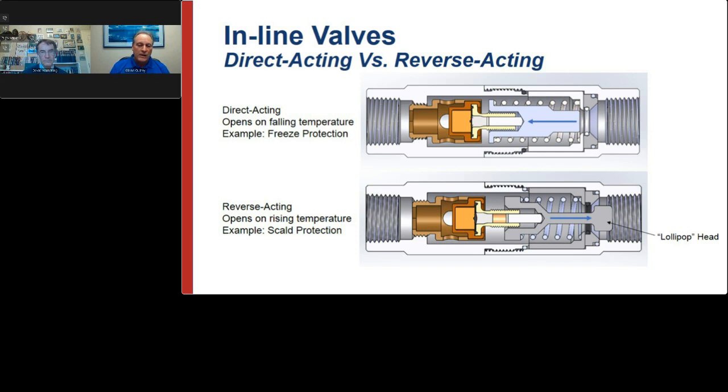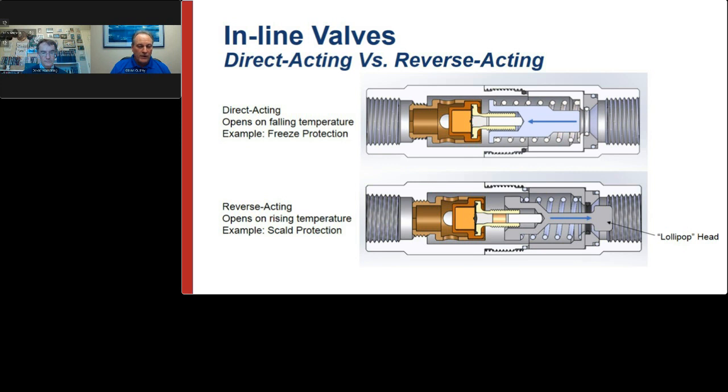In the reverse acting, the reason we call it reverse acting is because you'll notice that on the lower right-hand side it says lollipop head. That plug is on the opposite side of the sealing O-ring compared to the aforementioned direct acting one. That's why we call it reverse acting, because that one opens on temperature rise, not on temperature fall. So while the first one's trying to keep things warm, this reverse acting is doing the opposite, trying to keep things cool.